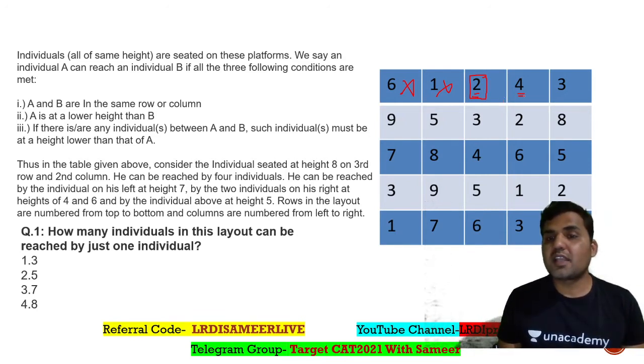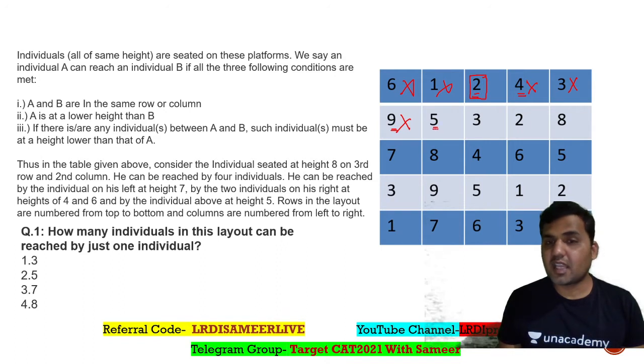4, you see that is approached by 2 and 3 both on left and right, so 4 is eliminated. 3, you can see that it cannot be approached by 8, it cannot be approached by 4, it cannot be approached by anybody, right? 9, you see that can be approached by 5, 6 and 7, all 3.